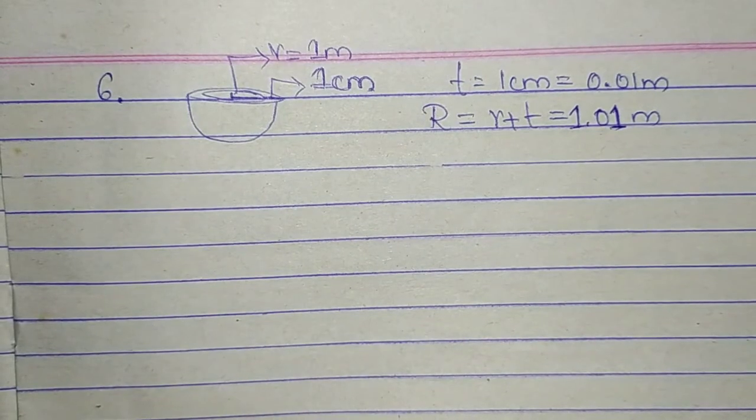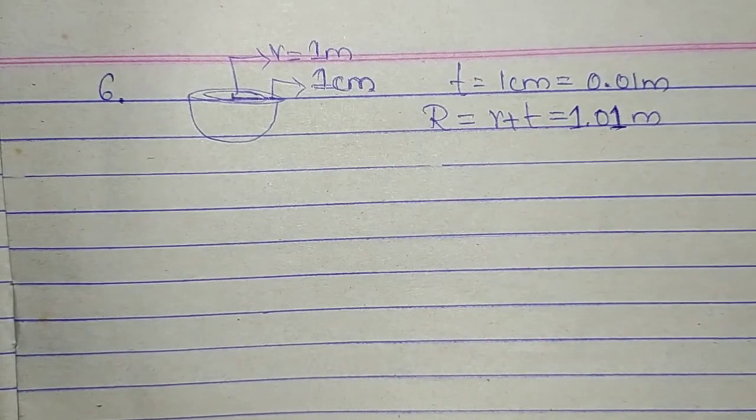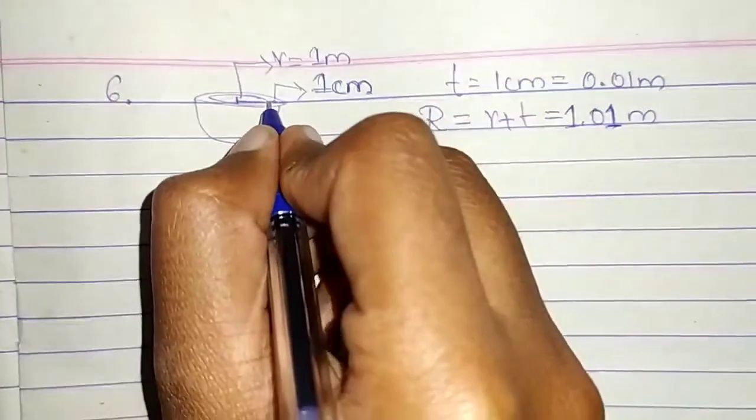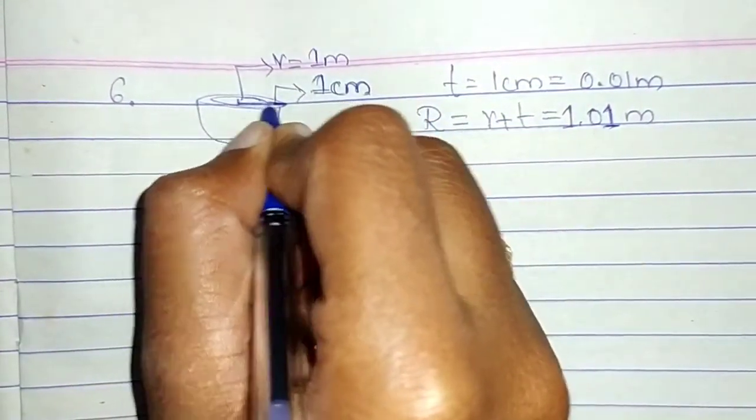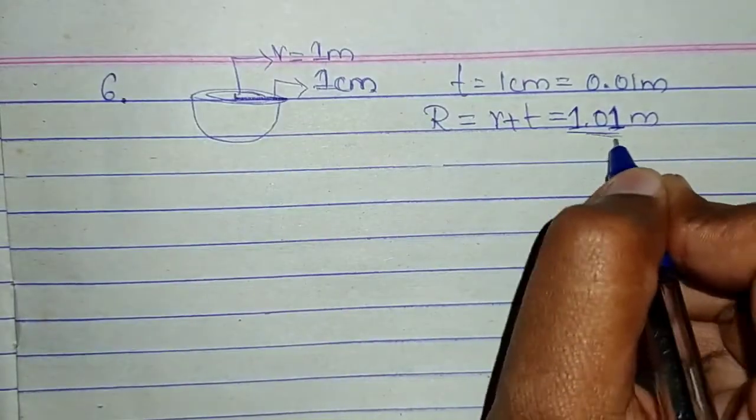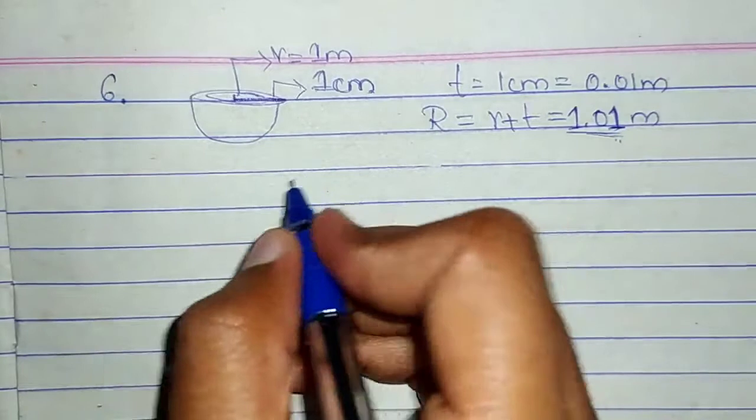Since we are supposed to find the volume of the iron used to make the tank: the thickness of the iron is 1 centimeter, the inner radius is 1 meter, so the total radius will be 1.01 meters. We found the radius, so now to find the volume.